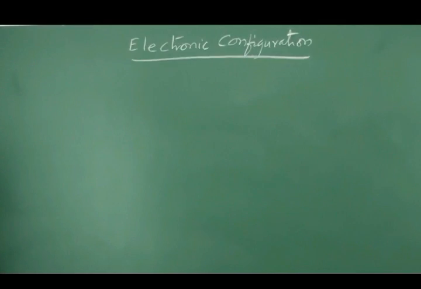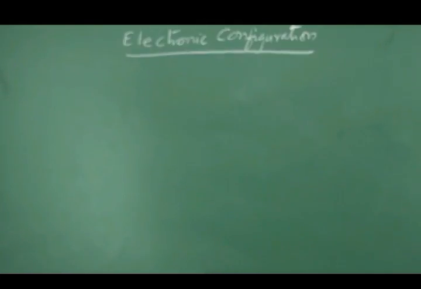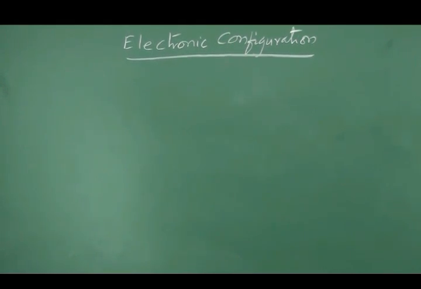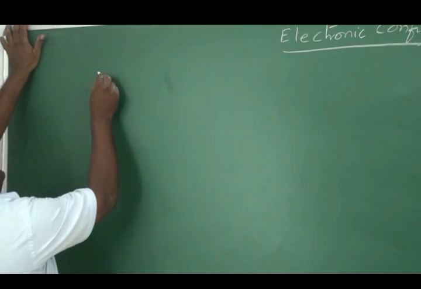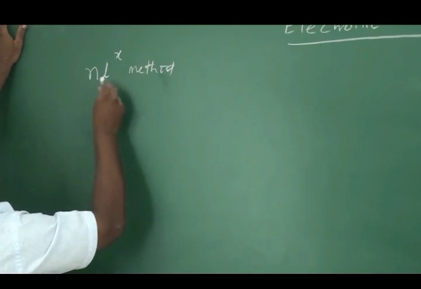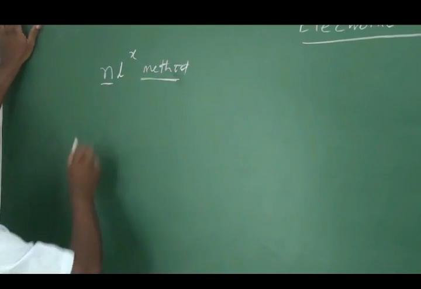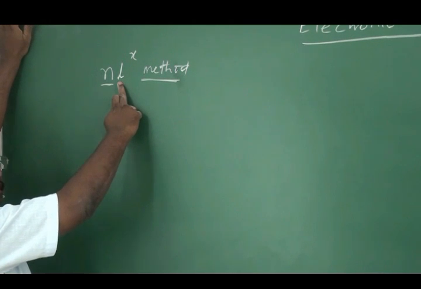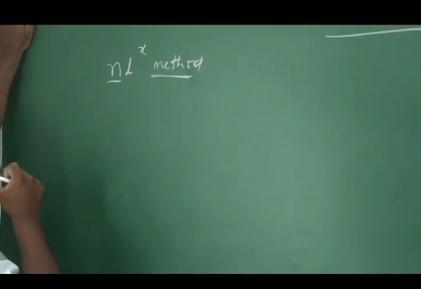Electronic configuration. We have already discussed the electronic configuration and the rules which govern it. They are Aufbau principle, Hund's rule, Pauli's exclusion principle. Now, this electronic configuration may be represented in 2 ways. One is the nlx method. In the nlx method, n stands for principal quantum value, l stands for angular momentum quantum value, and x stands for the number of electrons present in that subshell.